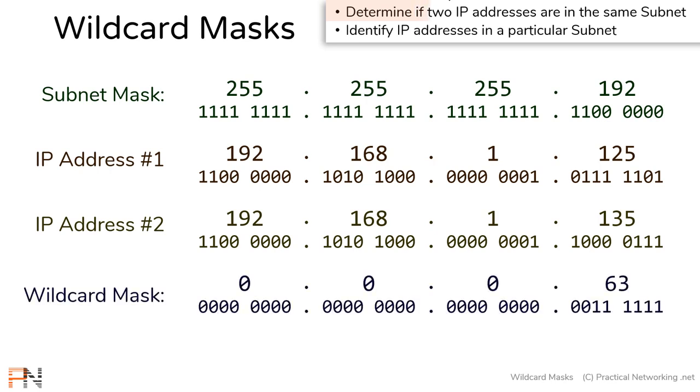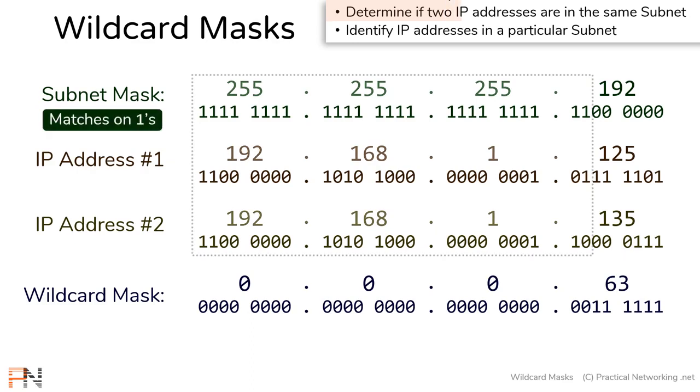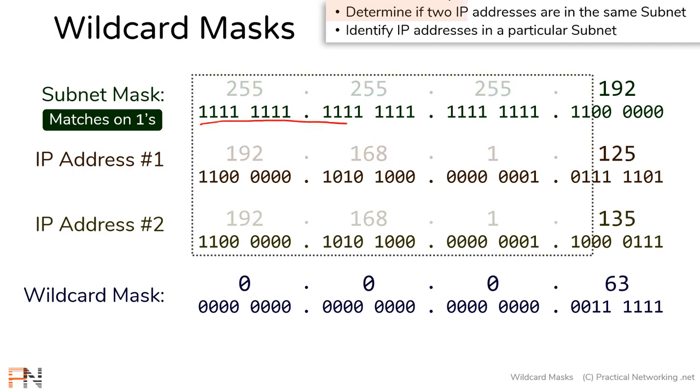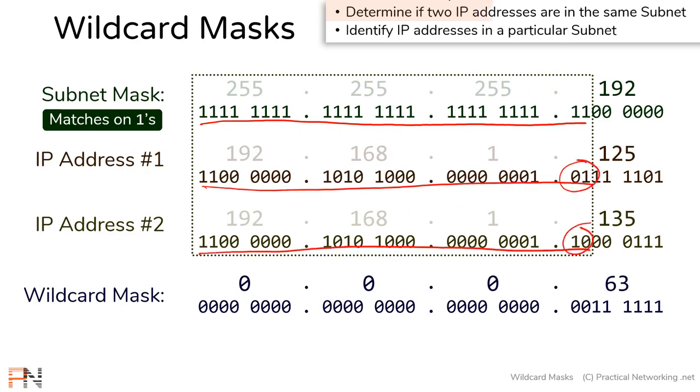Now, to see if these 2 IP addresses are in the same subnet, if we're using a subnet mask, all we're going to do is look to see if we have matches in every column where there's a 1. So we would simply identify wherever there is a 1 in the subnet mask, and we would look for a match in all of those columns in the IP addresses we are comparing. You'll see that we don't have a match in every single one of these columns, and this tells us that these 2 IP addresses are not in the same subnet.